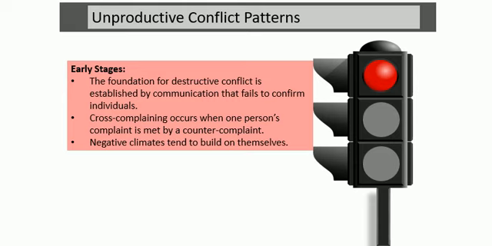The foundation of every conflict is communication that fails to confirm the individuals or fails to make the other people understand. Anything that is not understandable by a different person will be a cause of conflict. Another problem is cross complaints among different persons: when you complain about a person and the person complains back to you, then there is a dispute and there is a conflict. Then there is a negative climate and environment in the organization, and if a negative person is there, then there will always be a conflict at stake.